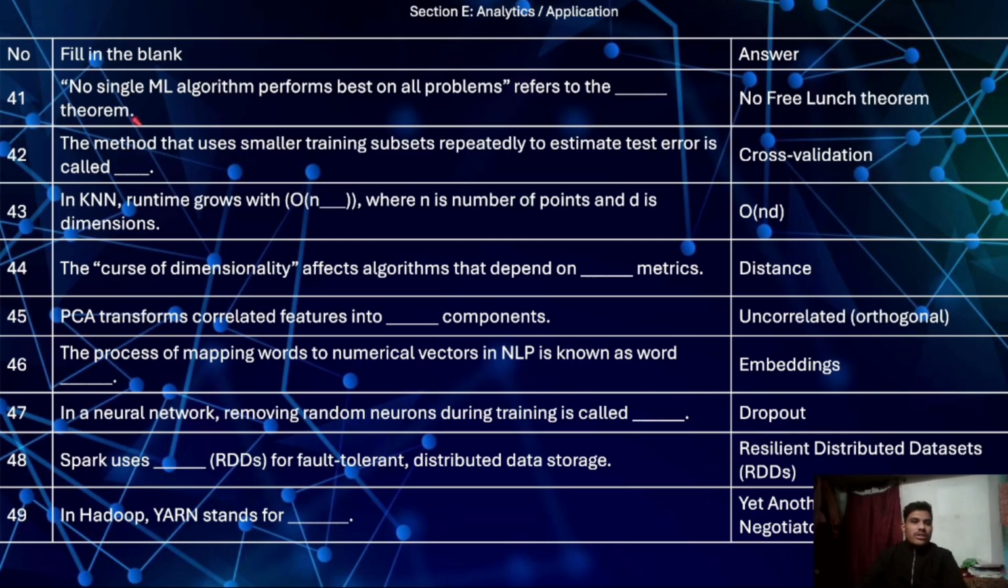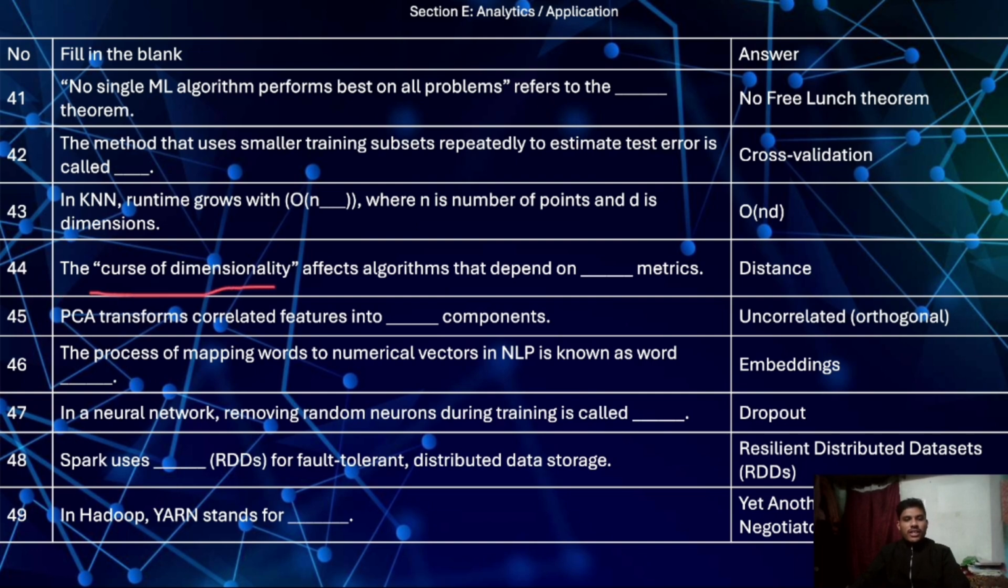Now fill in the blanks. Optional section E, analytics or applications. The statement that no single ML algorithm performs best on all problems refers to the no free lunch theorem. The method that uses smaller training subsets repeatedly to estimate test error is called cross validation. In KNN, runtime grows with O(nd), where n is the number of points and d is the dimensions. So the answer is O(nd) because KNN compares a query against all n training points in d dimensions.